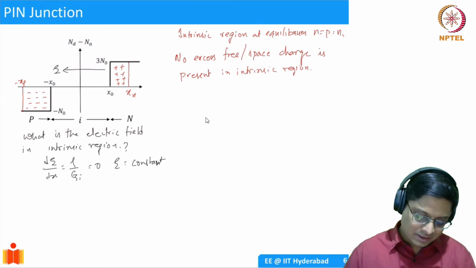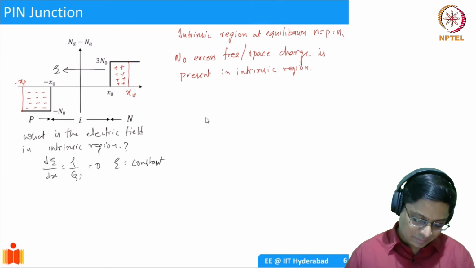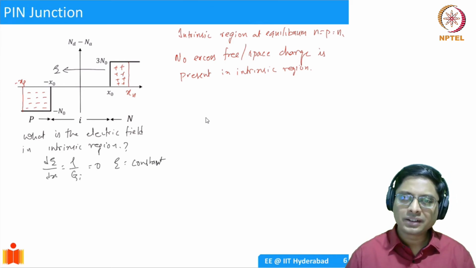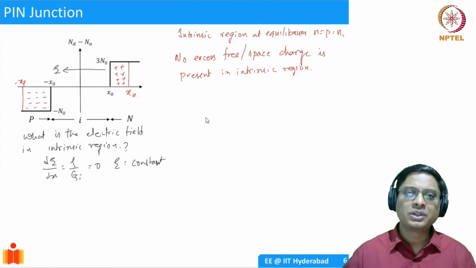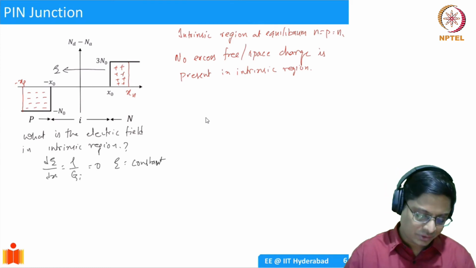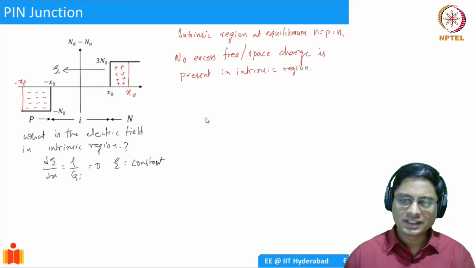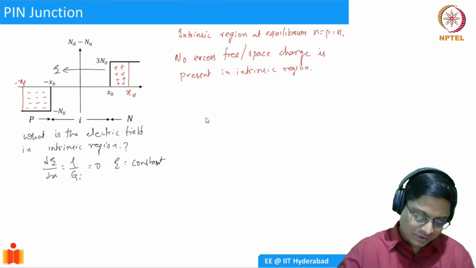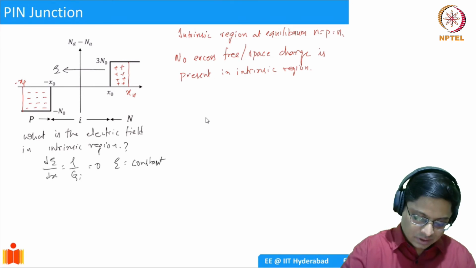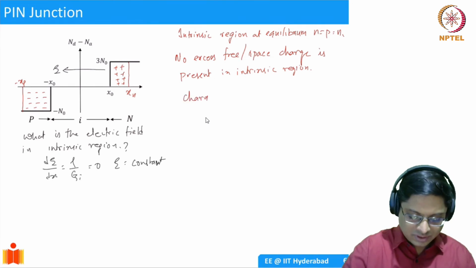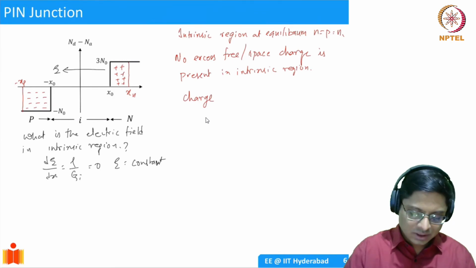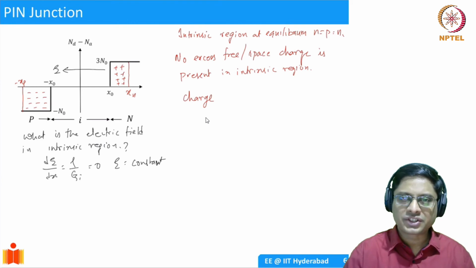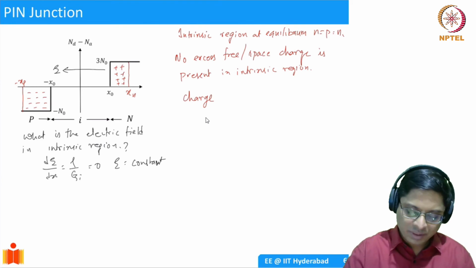So what is the E field in the extrinsic regions, N and P? Well, we can solve it. We have solved it multiple times already. It's going to be a linear function, because the doping is uniform. The only difference here is, remember, we still have to satisfy charge neutrality, because there was no charge originally. Now we have some diffusion. Because of that, there is some space charge created, but still this charge neutrality should be maintained.